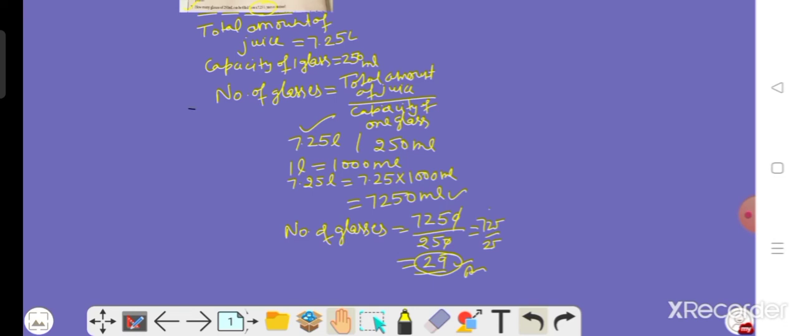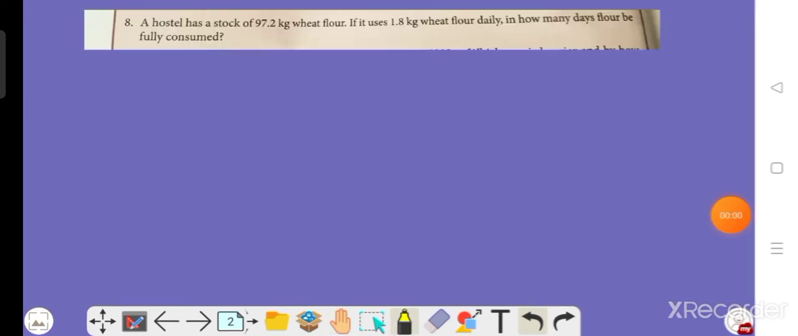Now we will do question number 8. Look at the 8th question. A hostel has a stock of 97.2 kg of wheat flour. If it uses 1.8 kg of wheat flour daily, in how many days will the flour be fully consumed? We have been given the total amount of wheat flour and the consumption per day, and we have to calculate the number of days in which the wheat flour is fully consumed.